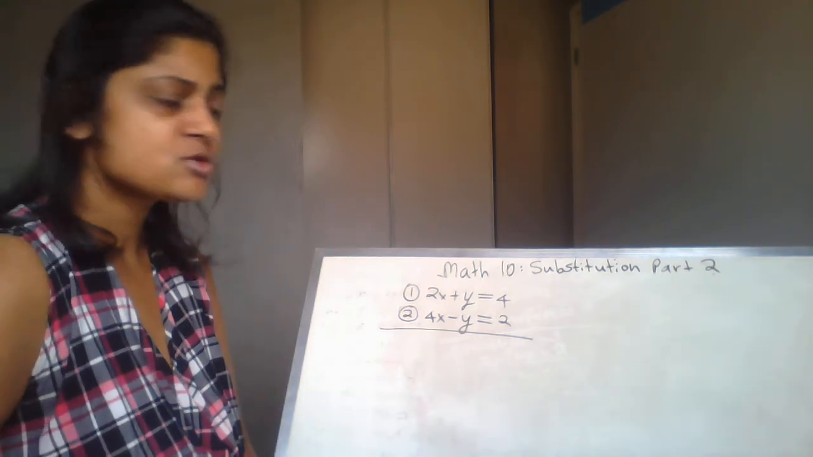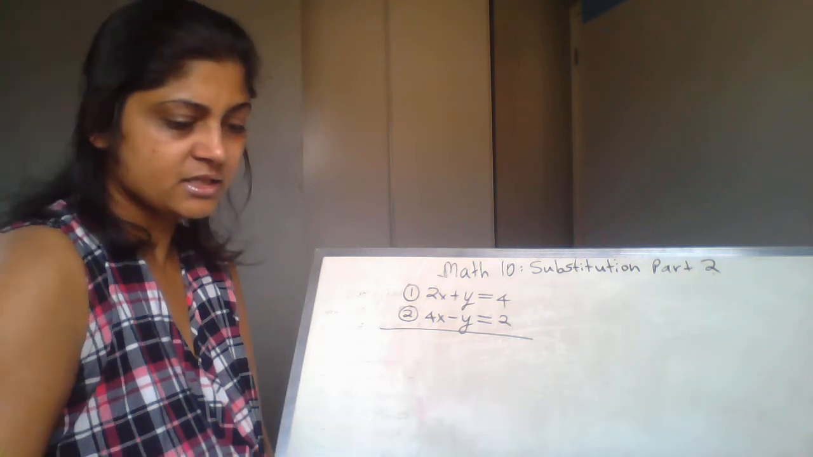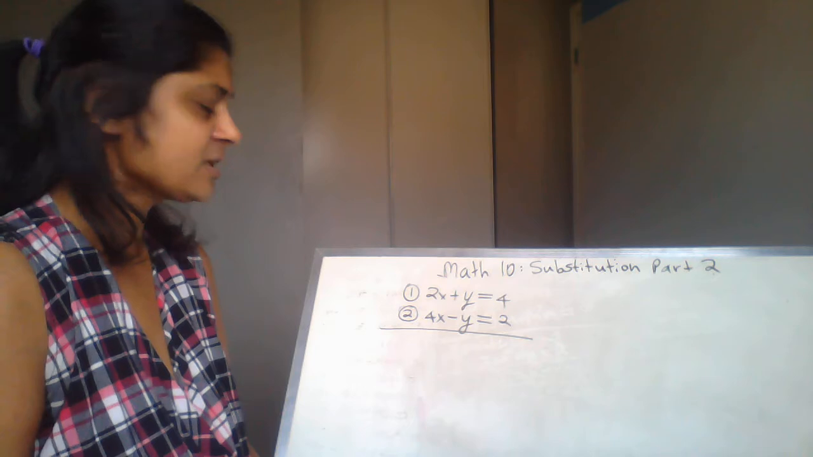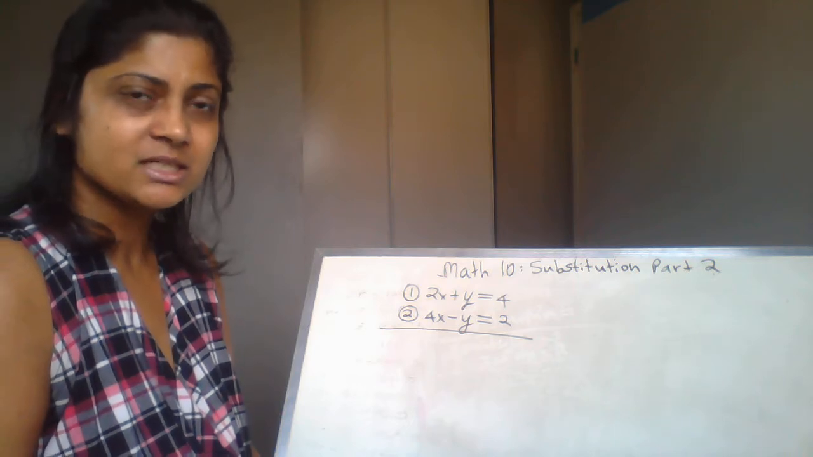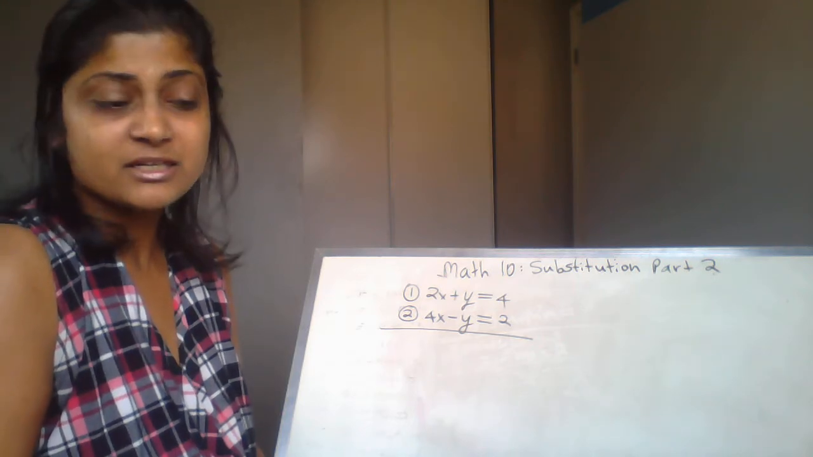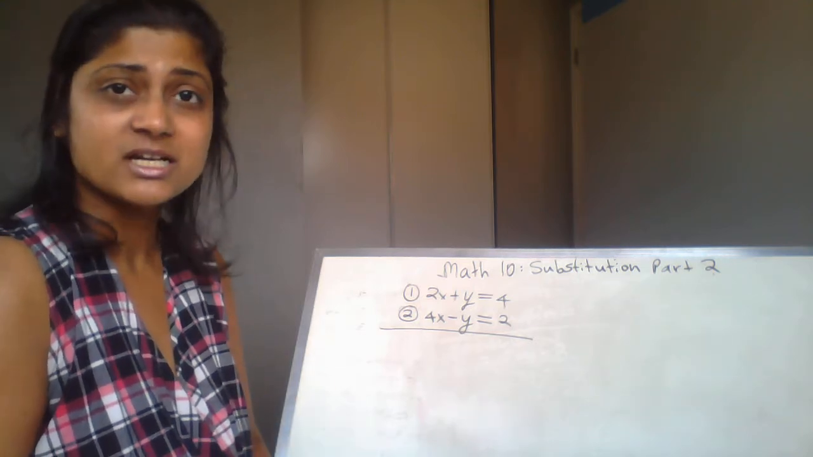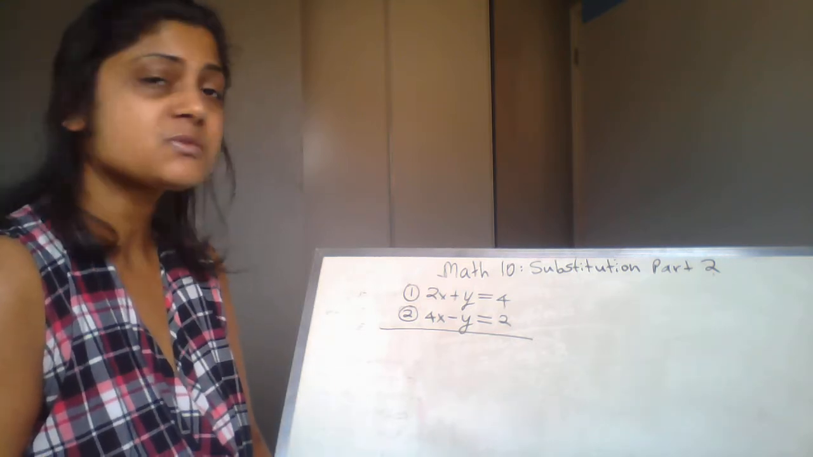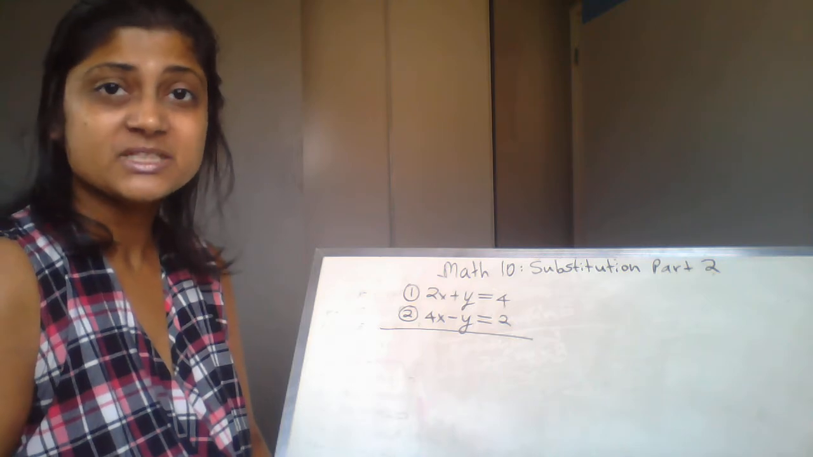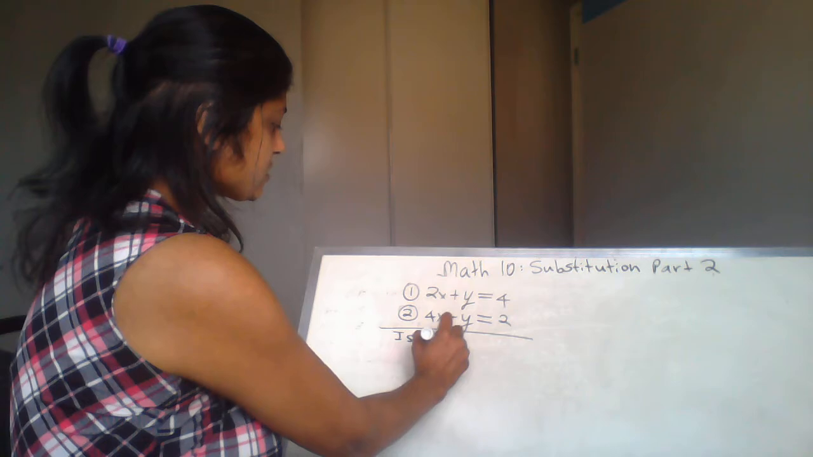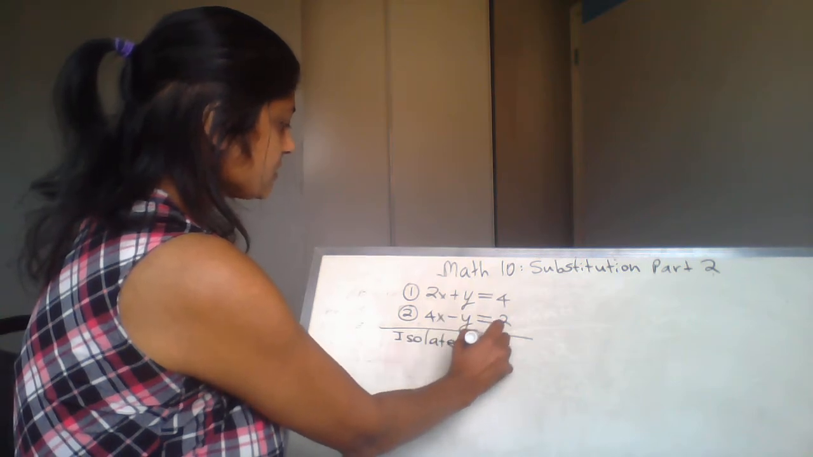So if I look at these two equations here, I notice actually in this case, I don't need to isolate anything. Is everyone looking really carefully? Basically, if you were doing the method of elimination, I wouldn't have to isolate for the variable. But because we're doing the method of substitution, I'm going to isolate. So let's isolate equation 1.